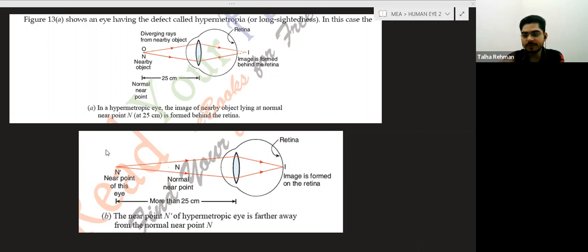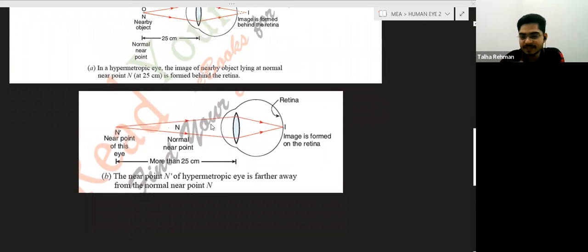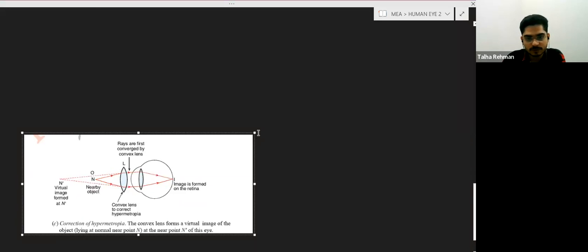Now, remember this point once again. If the object is at the near point of the hypermetropic eye, then the hypermetropic eye can get the image of that object. So see how we will do this. We will place a convex lens this time, and that convex lens will produce the image of the actual object at the near point, at the far point.